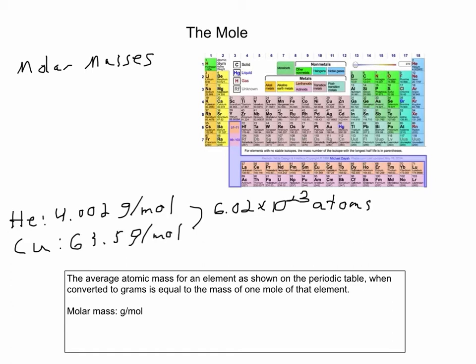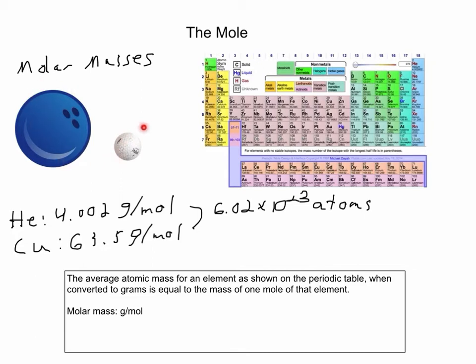It's the same thing as when I was comparing bowling balls and golf balls. If I had, let's say, a dozen bowling balls and a dozen golf balls, I have the same number of each, but the bowling balls would weigh much more than the golf balls. So the mole works the same way. Heavier atoms will have a higher molar mass than the helium atoms, which are much smaller.